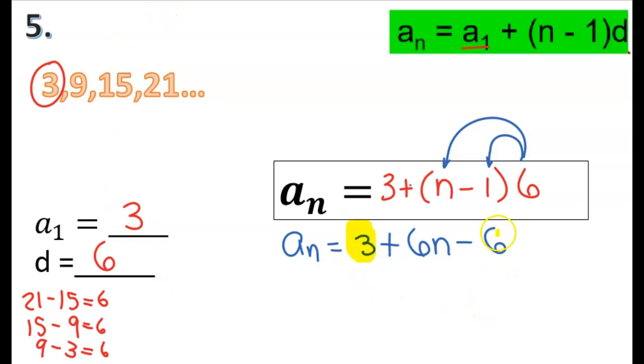And this number and this number are like terms. So A sub n is 6n, a positive 3 and a negative 6. It's got different letters in it, but do you recognize this has the y equals mx plus b form? This is actually a linear equation, and that's the slope, and that's the y-intercept. So this ties in with something we're already supposed to know how to do.